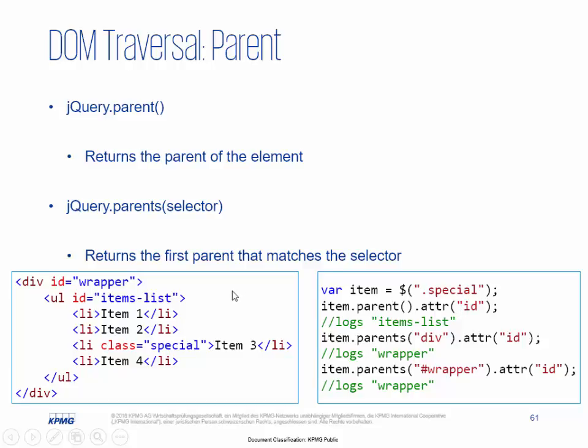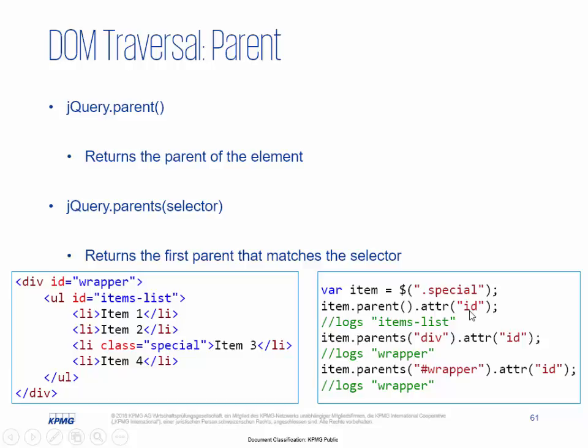So here, we have this li, which is the third one, which has a class special, and we can get it by the class name here. And here we're getting the parent. The immediate parent of this is this one, the UL. And we can immediately go to the attribute and read the attribute of ID.